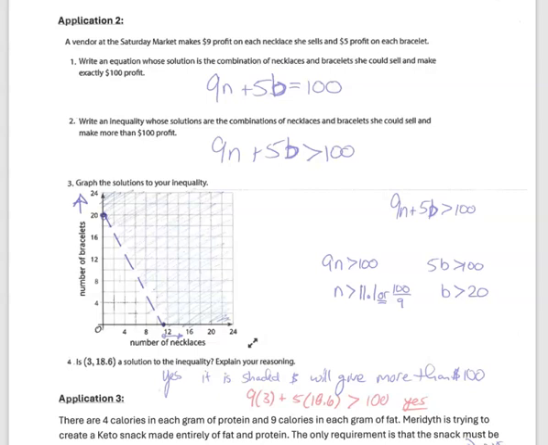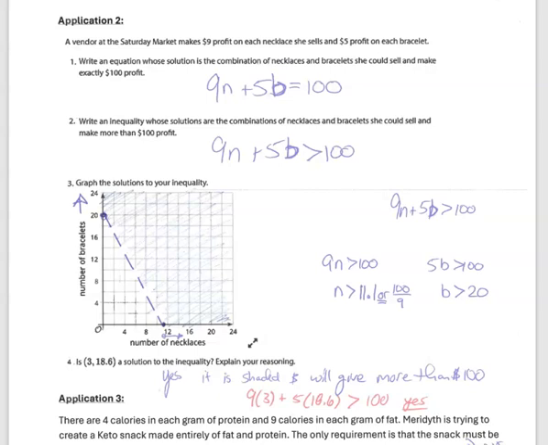This next problem was talking about profit from selling necklaces and bracelets. It was $9 profit for necklaces, $5 profit for bracelets. At first, they wanted an equation saying the person wanted to make exactly $100 profit. And then after that, we looked at the inequality, and that was that they wanted to make more than 100. So once again, once you get your inequality, which was 9n, representing how much you're going to be making from the necklaces, and 5b for how much you're going to make from the bracelets, we know that that is going to be greater than 100.